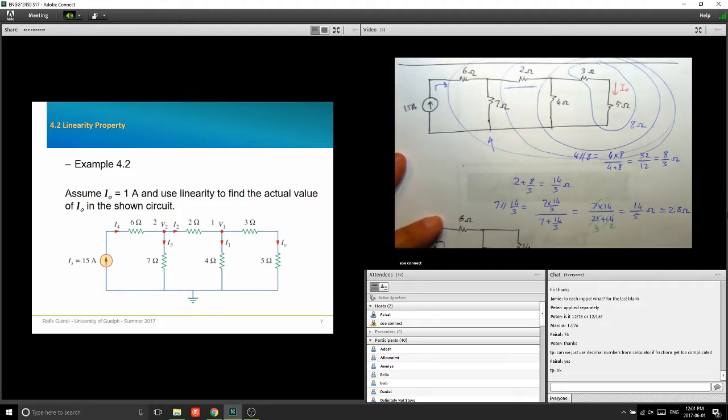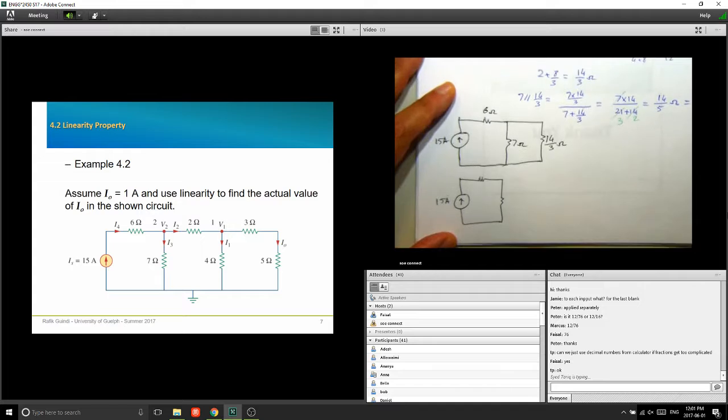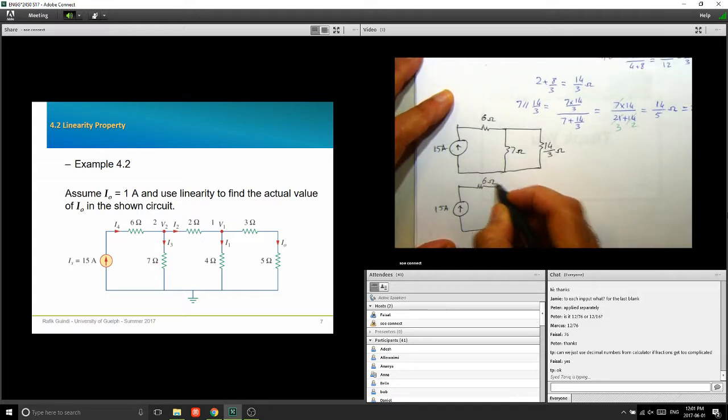That's one circuit that we had. Okay, and then we reduce that to 6 plus 2.8. Okay.